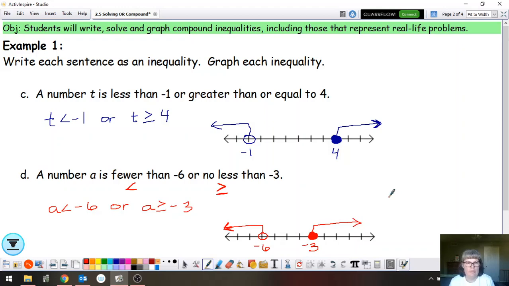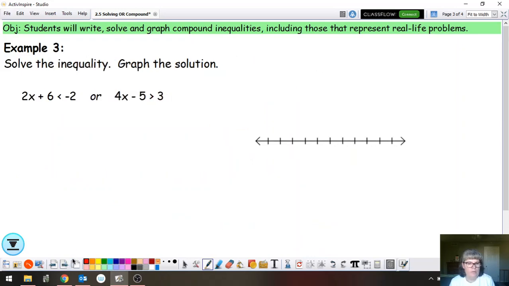So that's generally how we see graphs of compound inequalities that are OR. I do want to let you know that it is possible for OR compound inequalities to overlap. They could both be less than, they could both be greater than. So it is possible for them to have some overlap.